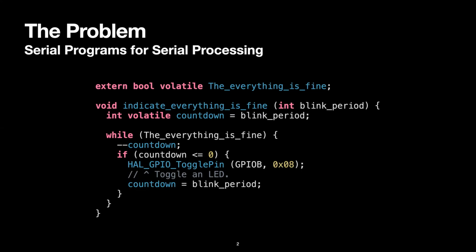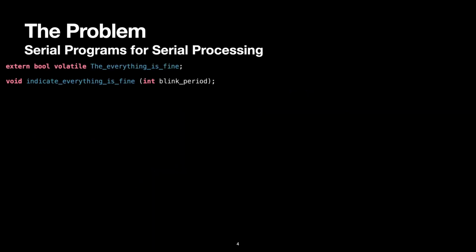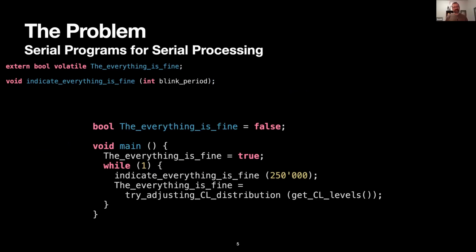So the problem is we write serial programs for serial processors. In my current microcontroller project, I want to indicate that everything is fine via an LED. And here I've written a small, simple to understand program to map that everything is fine to an LED. And it's short, it's C. This while loop here is pretty cool. I've exported this to a library, and here I'm going to use my main loop, my main eternal servitude loop. I'm going to indicate that everything is fine, and I'm also going to adjust the chlorine distribution in the pool.